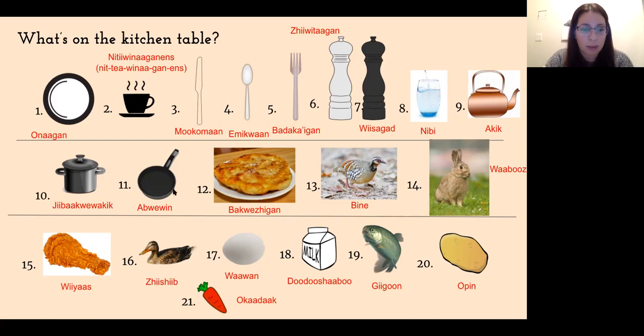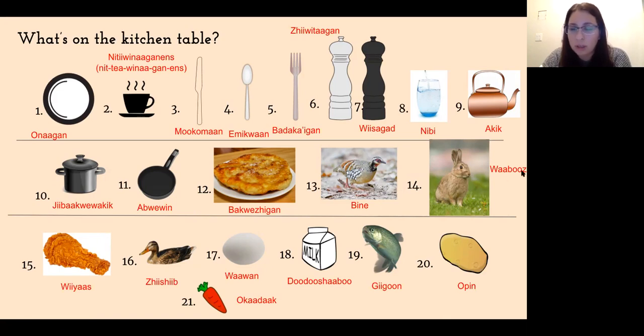11 is a frying pan. Abwewin. 12 is bannock. Bakwejigan. 13 is partridge. Bene. You might want to say bine, but it's not pronounced that way. It's pronounced be with the IH sound, ne with the N-E-H sound, so bene. And you could write it that way to help you.